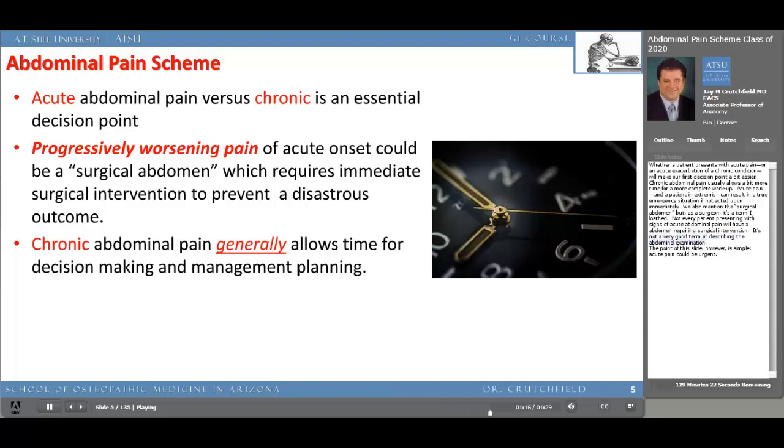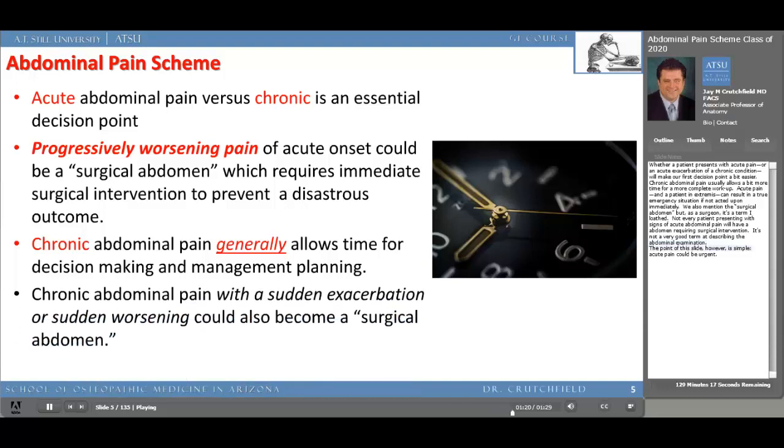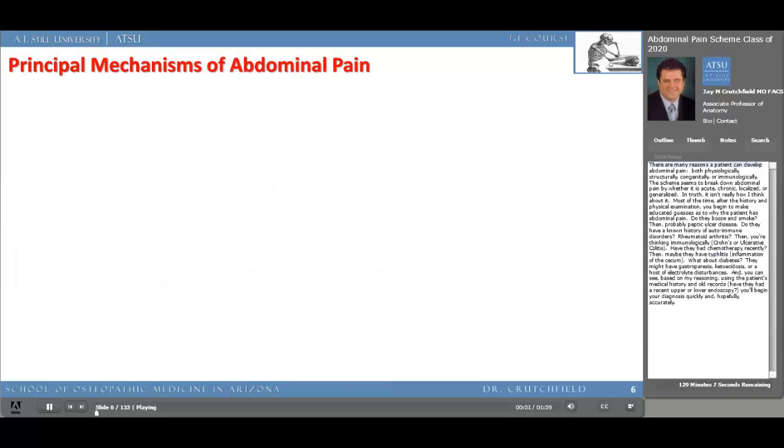Chronic abdominal pain with a sudden exacerbation or a sudden worsening could also become a surgical abdomen. Again, a very nonspecific term and a term that most surgeons really don't like to use. There are many reasons a patient can develop abdominal pain, both physiologically, structurally, congenitally, or even immunologically.